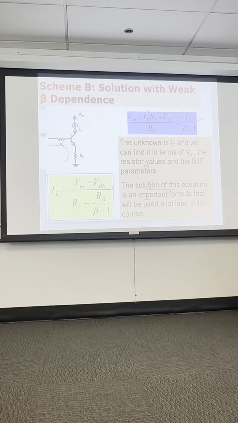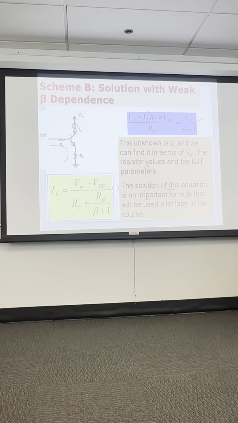If there had been a beta in parentheses here, then we'd have the same problem with the other two circuits. So here's our formula to solve I sub E. Basically, we were given a circuit similar to this schematic, which is here.